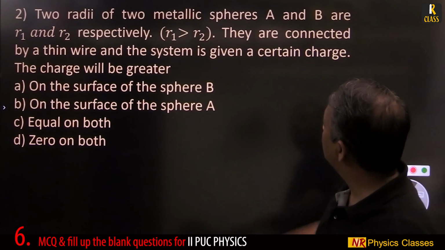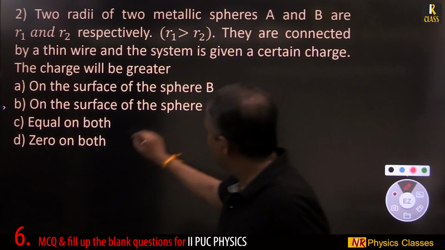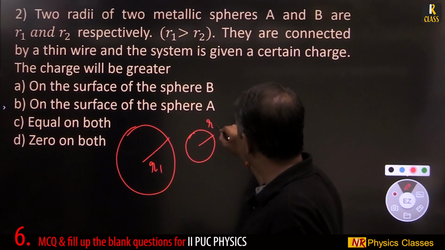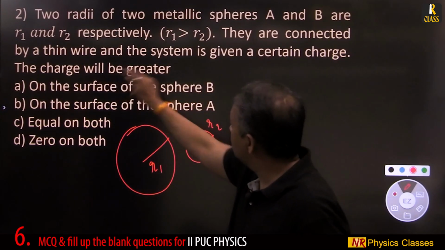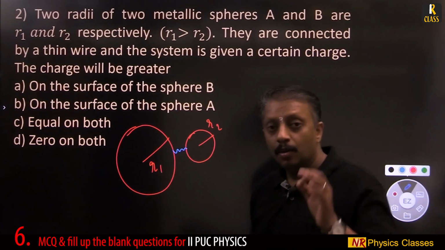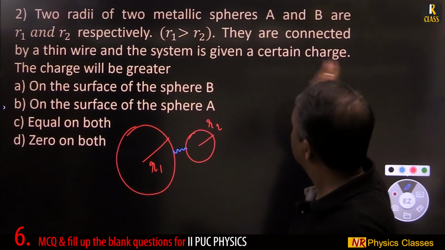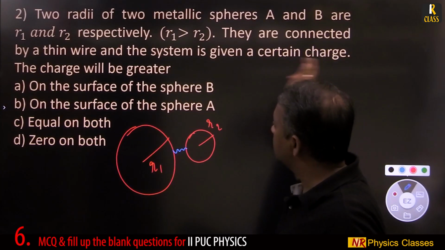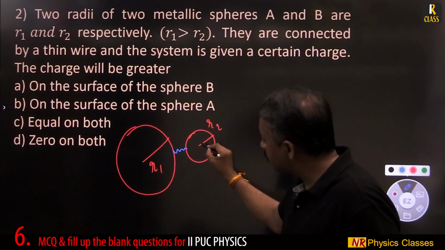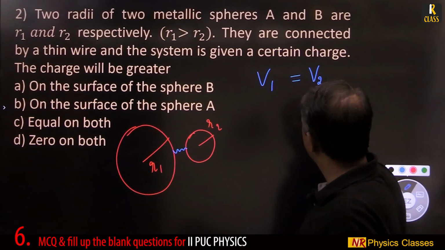The radii of two metallic spheres A and B are R1 and R2 respectively, R1 greater than R2. Let this be R1 and this be R2. They are connected by a thin wire, like this. As soon as they are connected, the potential remains the same. And the system is given a certain charge. Then which charge will be greater? Potential of this is equal to potential of this because they are connected by a wire. Potential of 1 equals potential of 2.